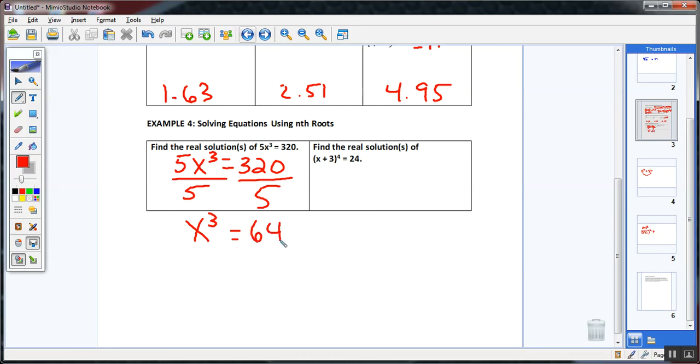64. Now, this is where things get kind of good. Basically, this says x is the third root of what? So do you guys agree that x would become equal to the third root of 64? Okay. Cube root of 64 for me. I'm hearing 4. I want to go back to that chart again.